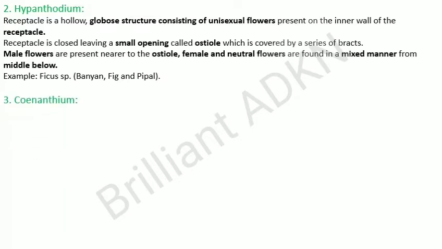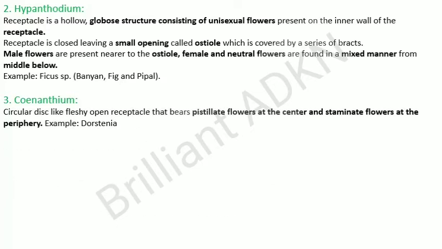Next we are going to see the Coenanthium. Circular disc-like fleshy open receptacle that bears pistillate flowers at the center and staminate flowers at the periphery. Example, Dorstenia.